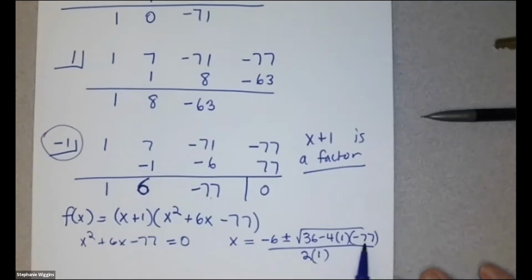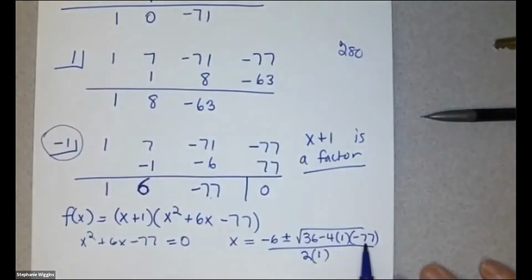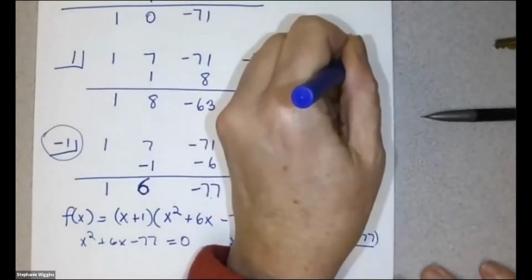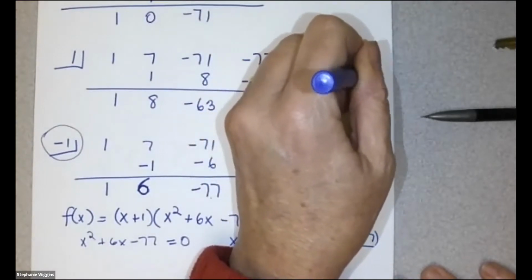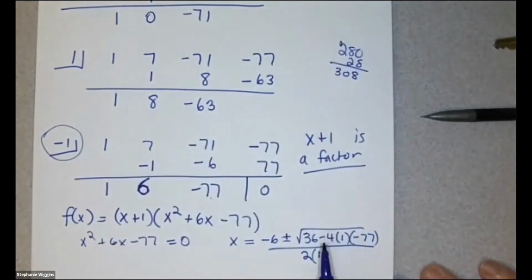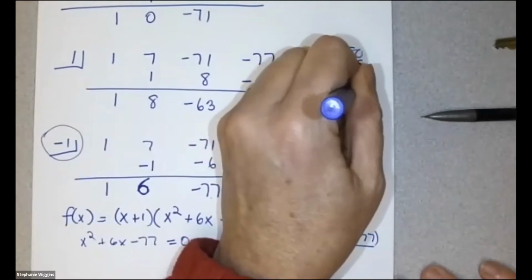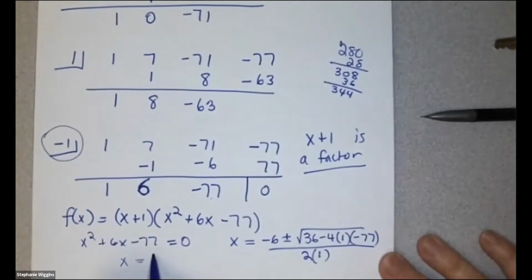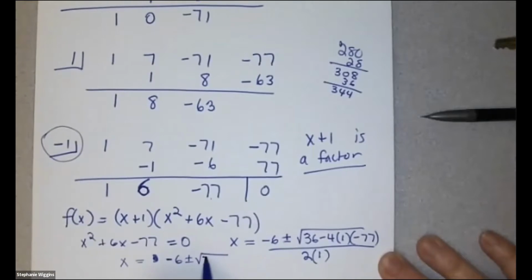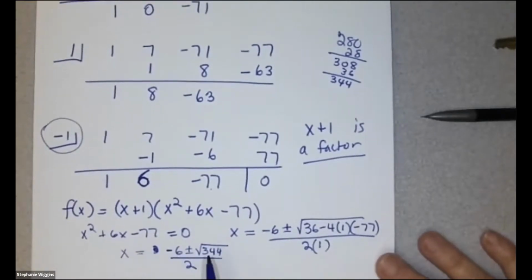And 4 times 77, notice the double negative, that's going to be positive. 4 times 77, that's 280 plus 28. That's going to be 308. And then the 36. So altogether, that's 344. So we have x equals minus 6 plus or minus the square root of 344 over 2. And now I want to simplify this.